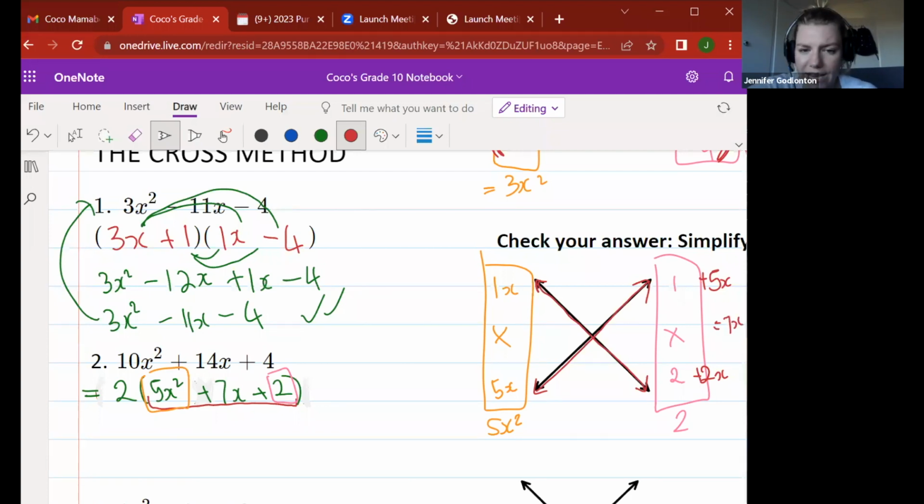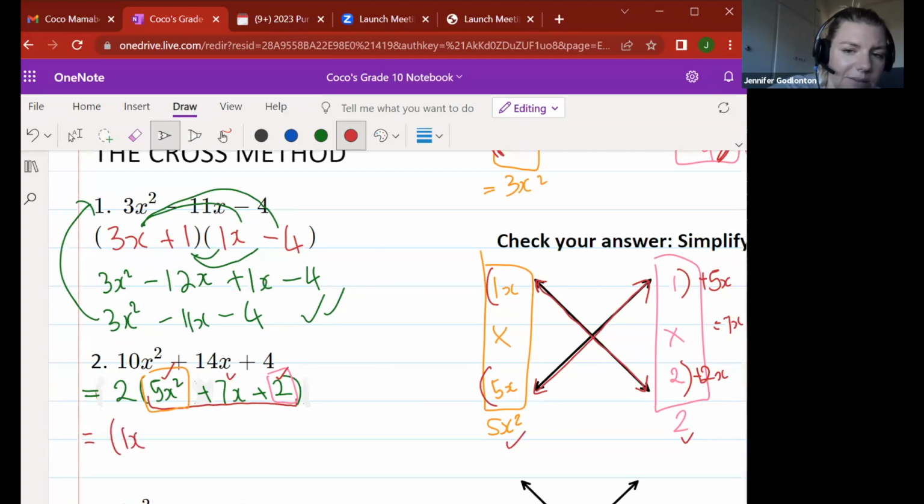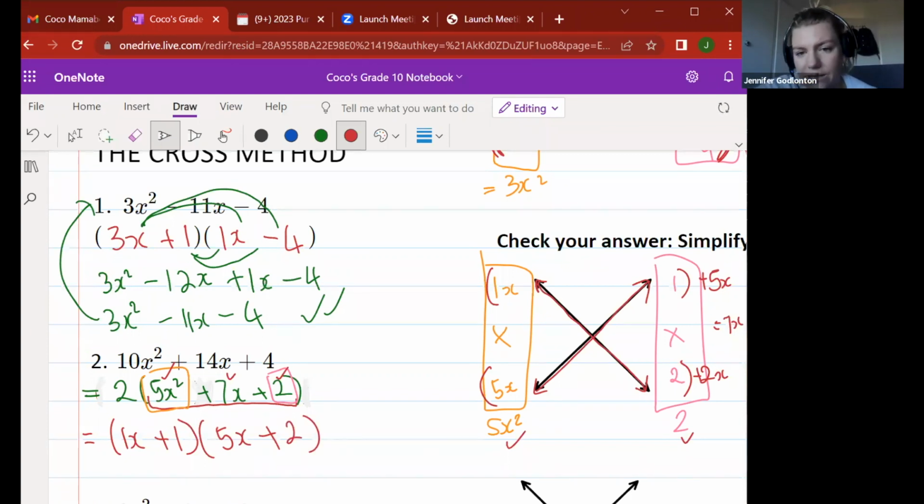So when we're checking, we're seeing what we've got. 1x times 5x gives us 5x squared. We've got that. 1 times 2 gives us 2. We've got that. 5x plus 2x gives us 7x. We've got that. That means we're happy. Now we just write out exactly what we've worked out into our brackets. So we're going to say 1x plus 1 and 5x plus 2. And that's going to be our final answer.